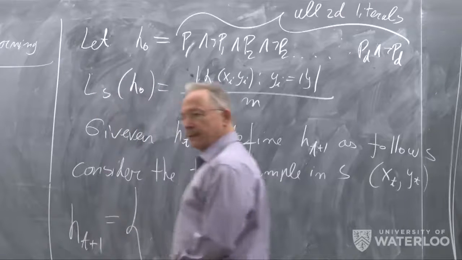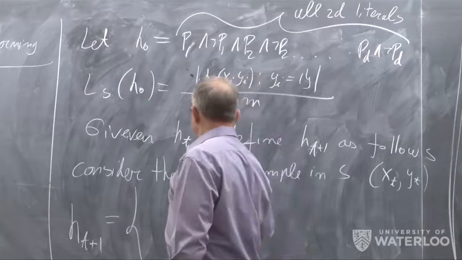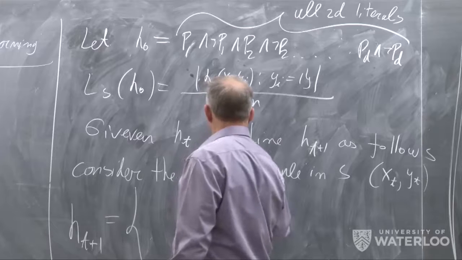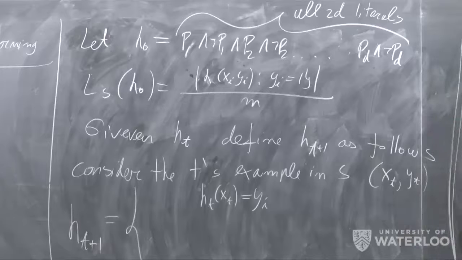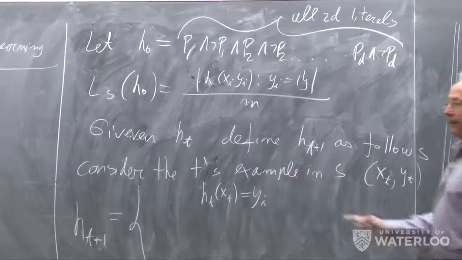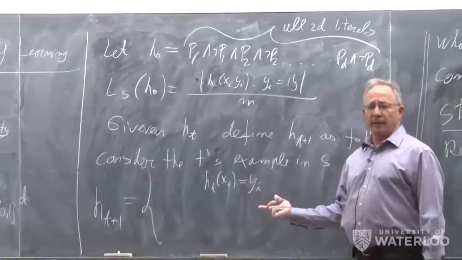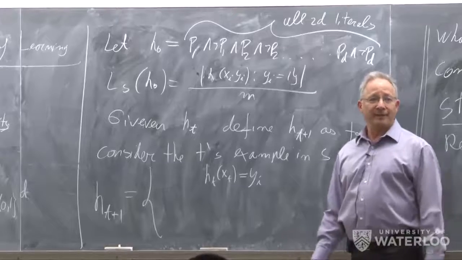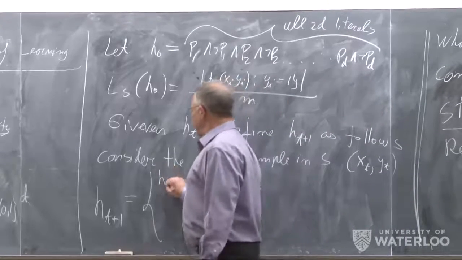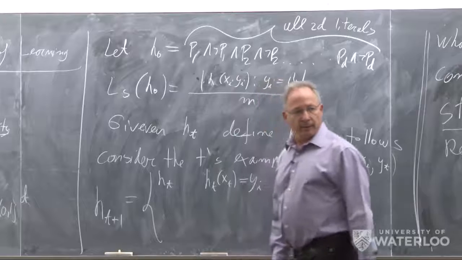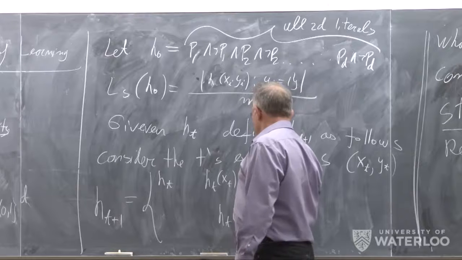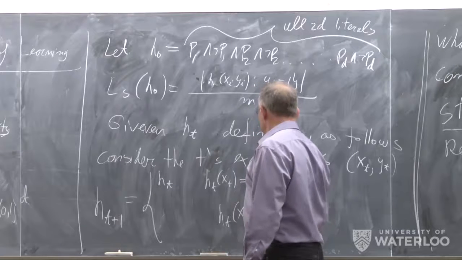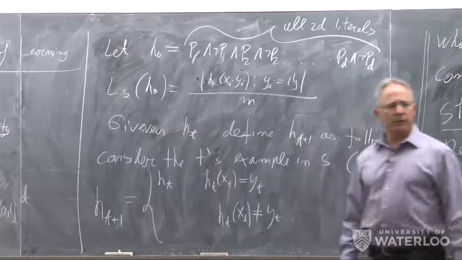One case is if ht of xt equals yt. I check my current hypothesis on the tth example. If it predicts correctly, that's a very general rule: if it works, don't change it. So if it predicts correctly, ht plus 1 will be ht. Now, if ht of xt is not equal to yt, what do you suggest that I will do?